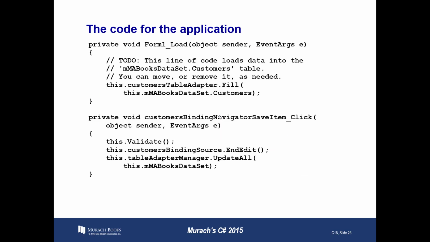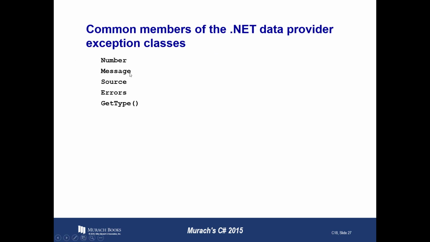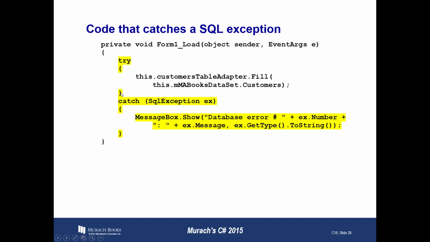So again, once you start doing some work to customize this, you might have to go in and add some code. Here are the different exceptions that you can get. Since we're working with the SQL classes, it's an SQL exception that we're looking for typically. Common members of the exception classes. It's never a bad idea, if you're writing your own code, to put this kind of stuff in a try-catch block. Why? Because if it does fail, you can get some information as to what the failure is.